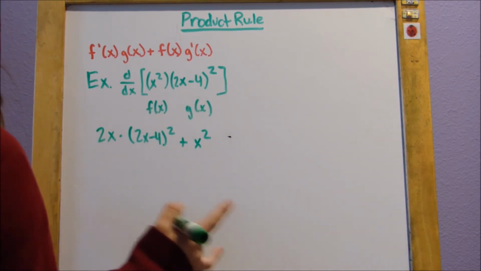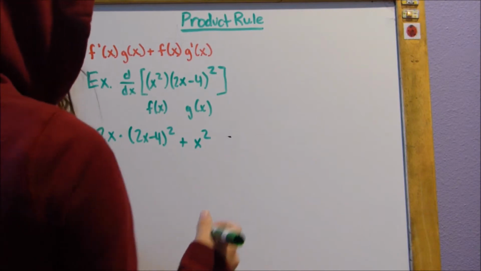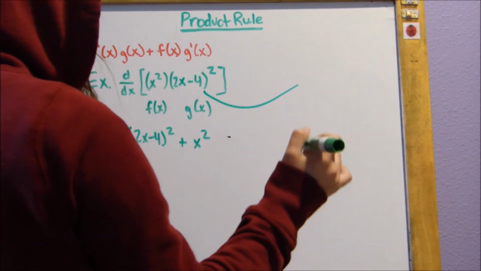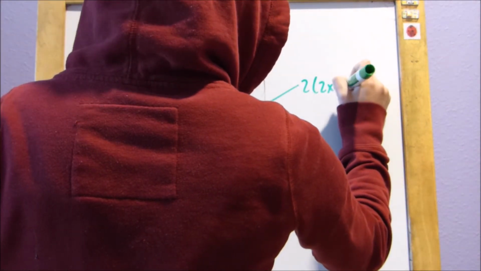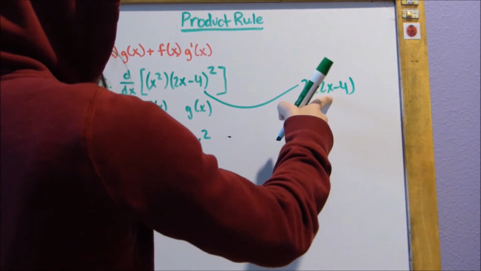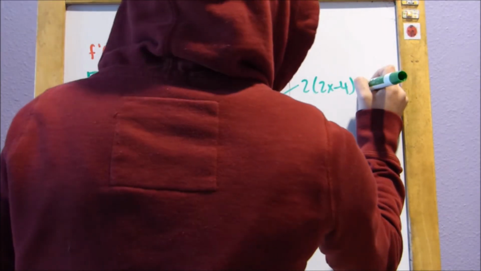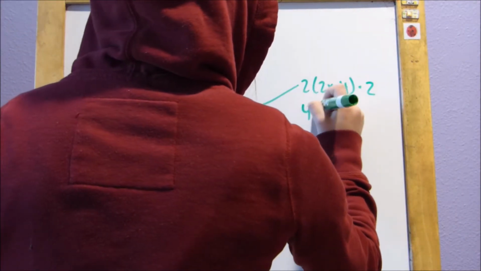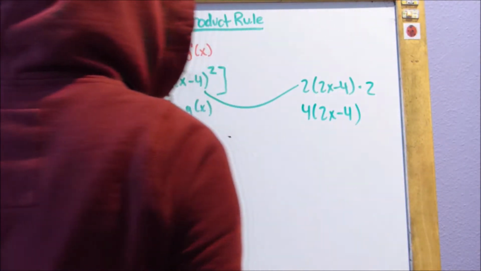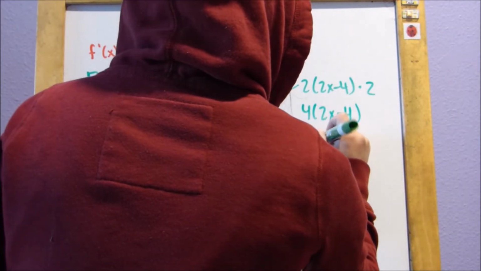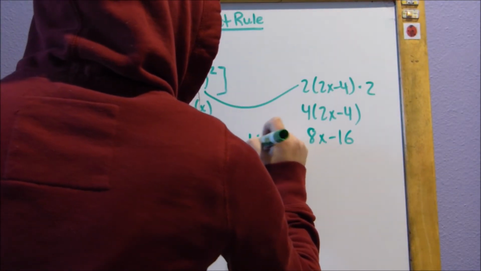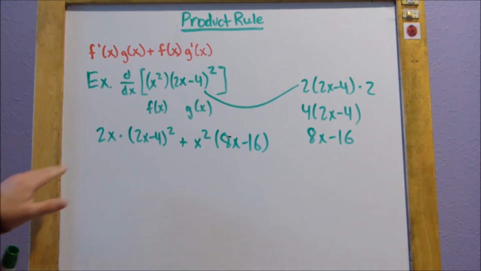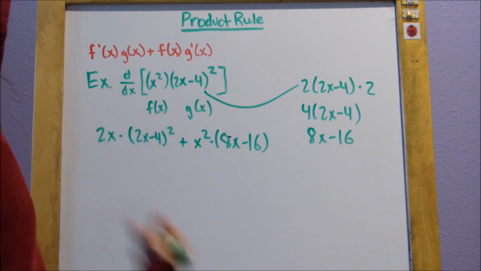So here, this is where we're going to have to do chain rule. So we can just move over here. First we're going to lower this 2 down here: 2 times (2x minus 4). And then we multiply times 2, because that's the derivative of the inside. So we end up getting 4 times (2x minus 4), or if you wanted to multiply across, 8x minus 16. So this is our derivative of g(x). Here's our answer. Now if you wanted to keep going, you could simplify it.